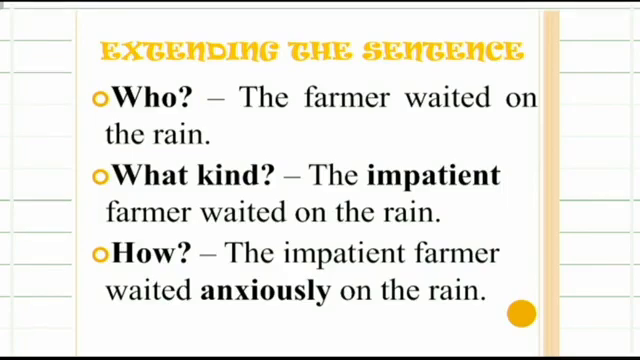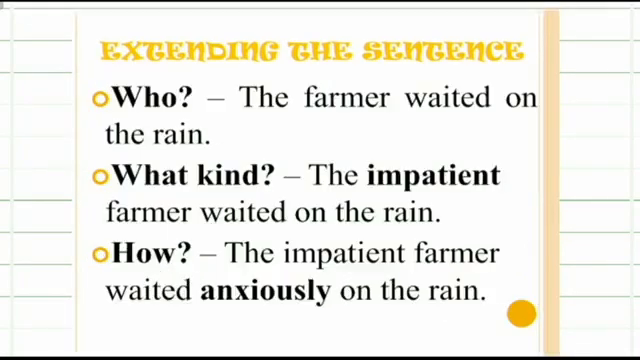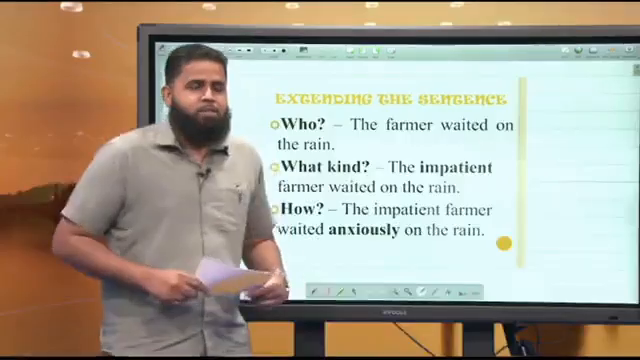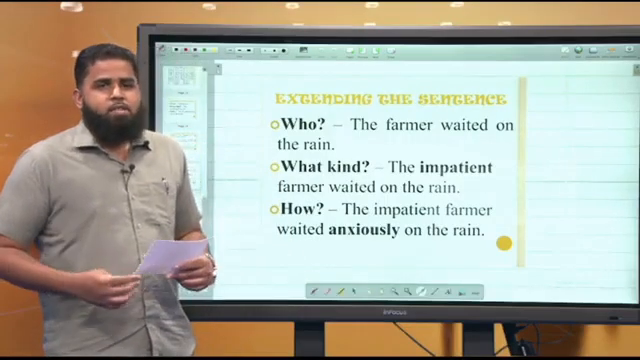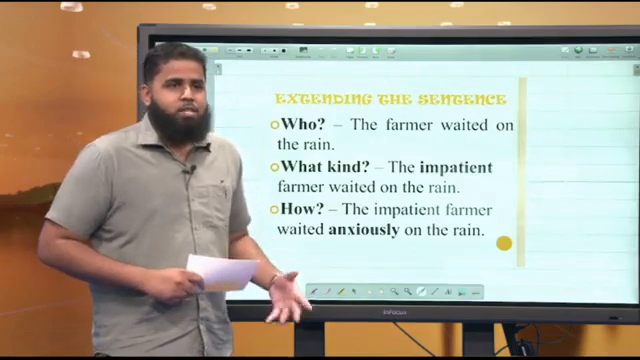The farmer waited on the rain. So who is waiting? The farmer is waiting, right? What kind, or what was the state of the farmer? What can we say something more about the farmer? This farmer that's waiting on the rain. We're going to add some more detail to the sentence. The impatient farmer waited on the rain.